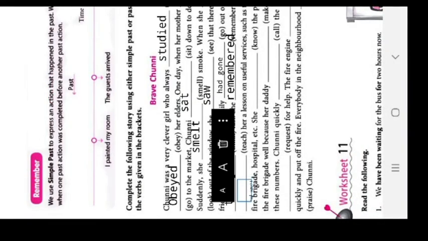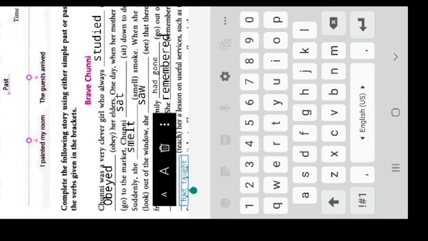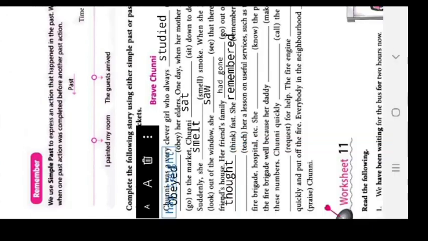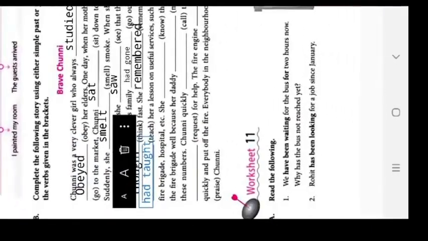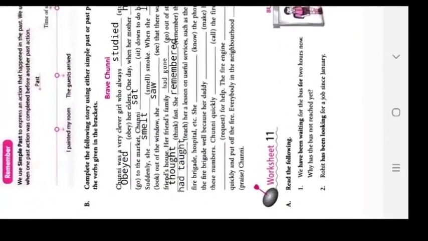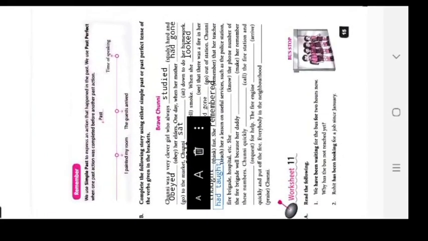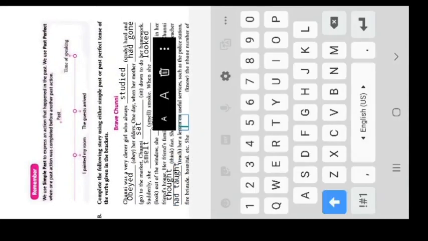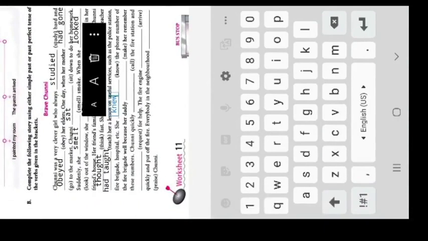The teacher had taught her a lesson on useful services such as the police station, fire brigade, hospital, etc. She knew. She knew the phone number of the fire brigade well because her dad made her remember these numbers.